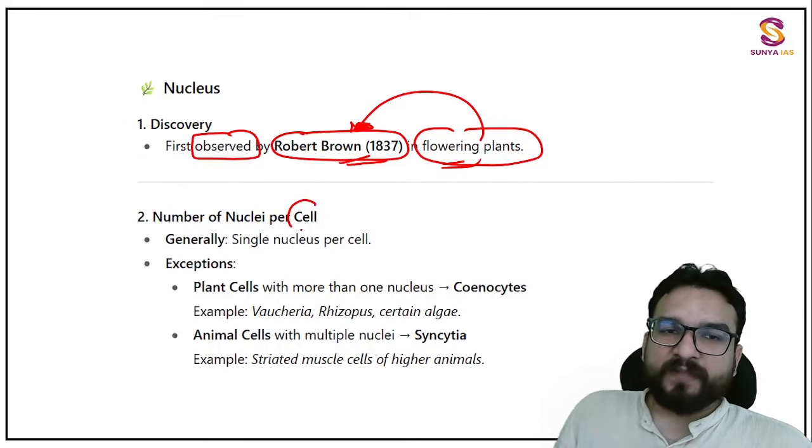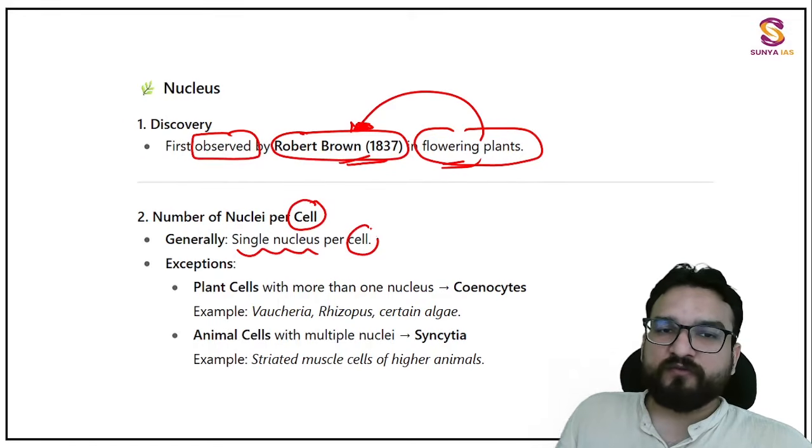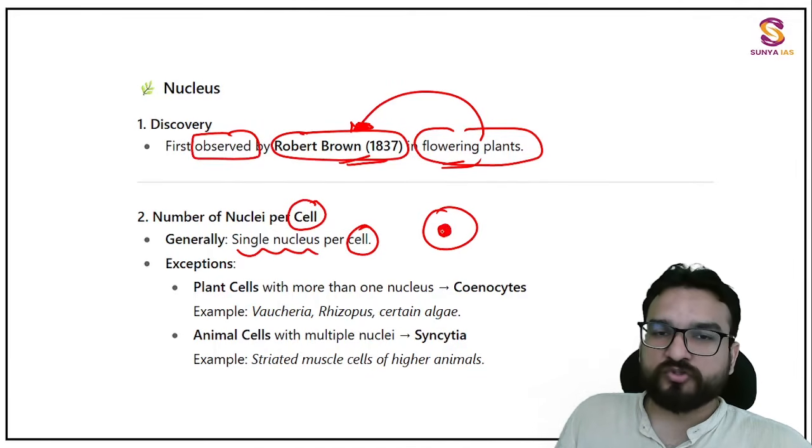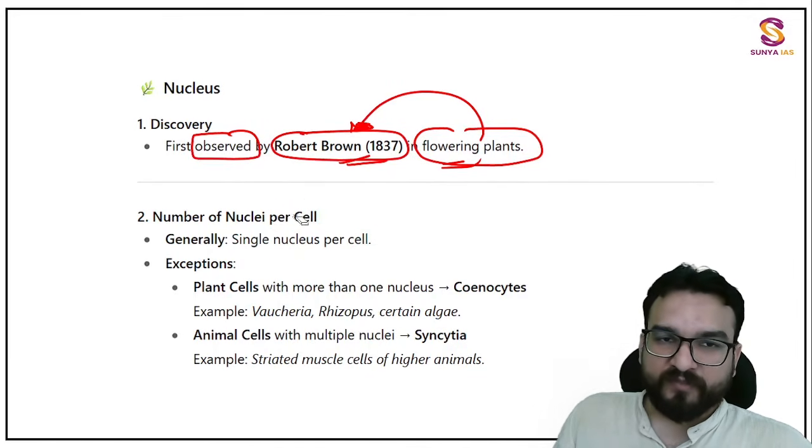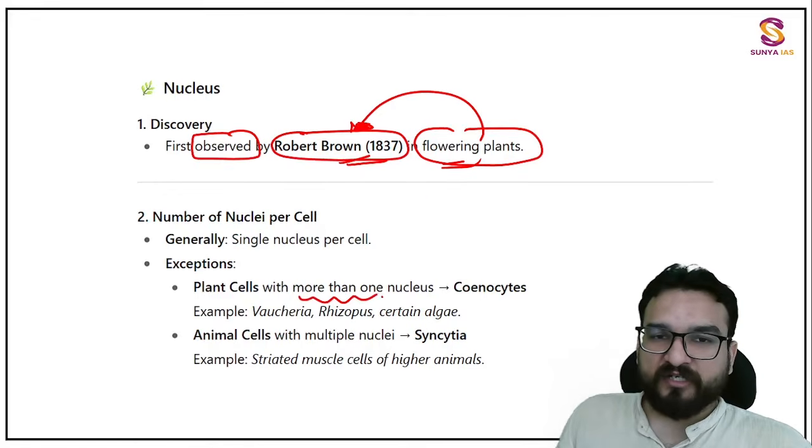Number of nuclei per cell: a single nucleus per cell you will be finding. In one cell you will be finding one nucleus. This is the storehouse of our information, you can say, right? In plant cells, more than one nucleus can also be found. We can call it coenocytes.